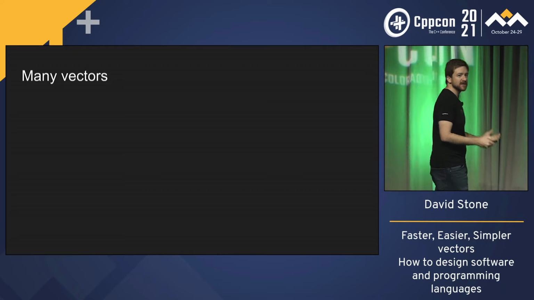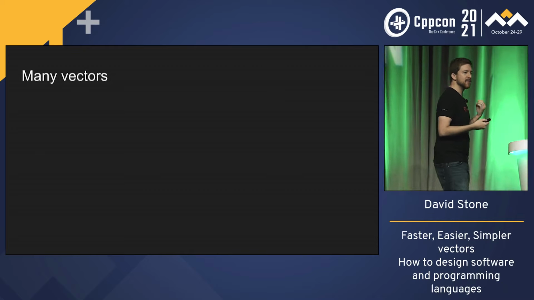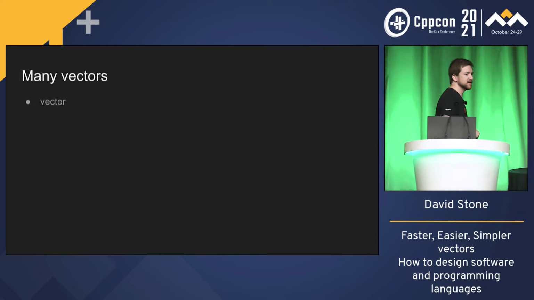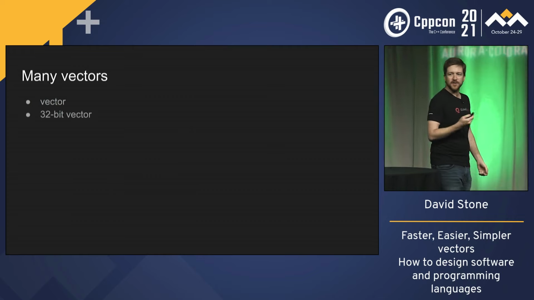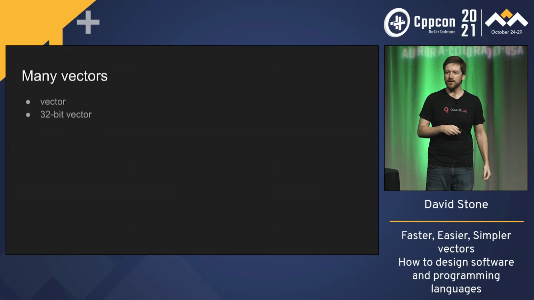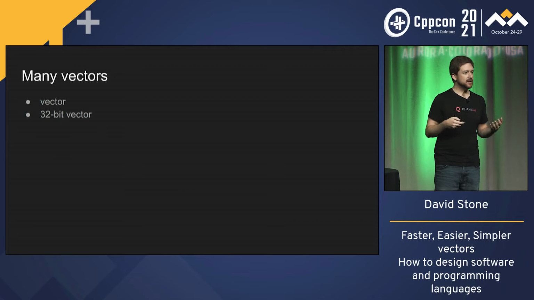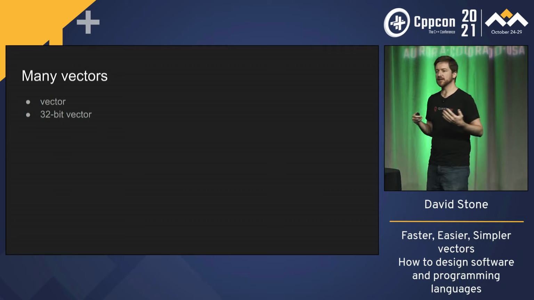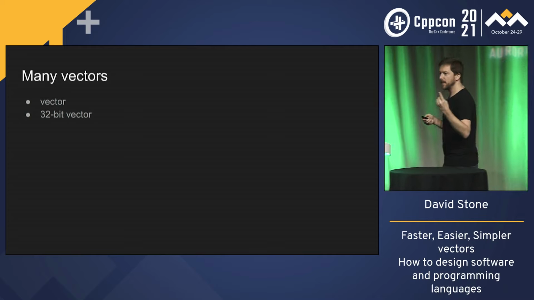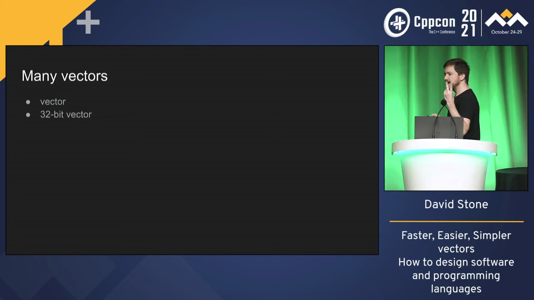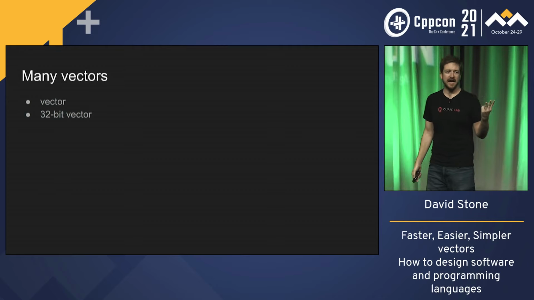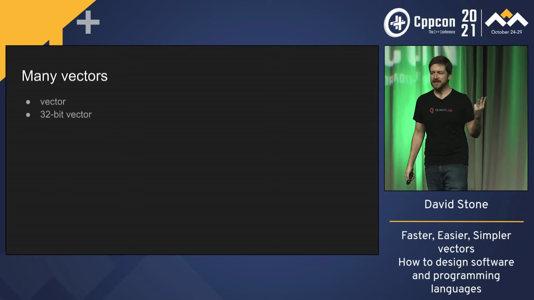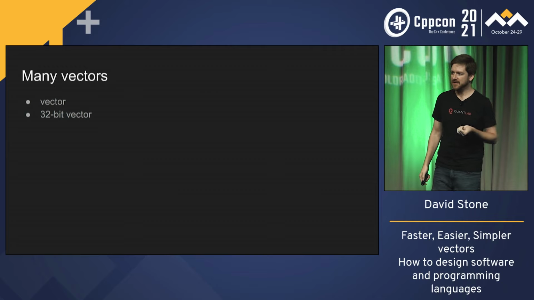There's a whole lot more vectors than people realize, a whole lot more than I realized before I started working on this presentation. There's standard vector. That's the one we all know. But then there's a 32-bit vector. So on most 64-bit systems, the data representation of a vector is a pointer to the data, a pointer to the end of the data, and either a pointer to the end of the capacity or a 64-bit size for the capacity. That takes up 24 bytes of stack space.